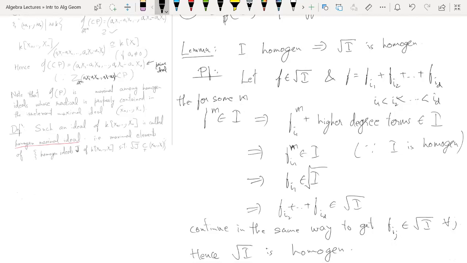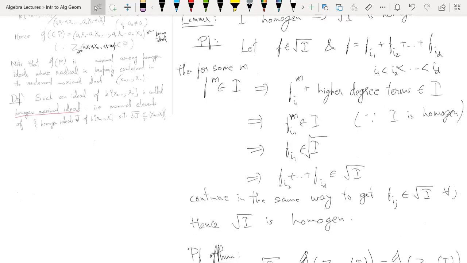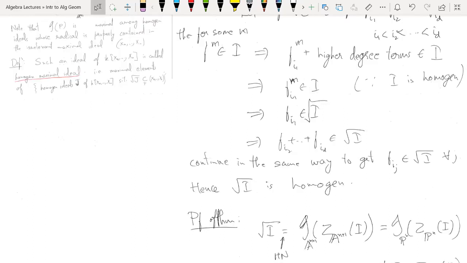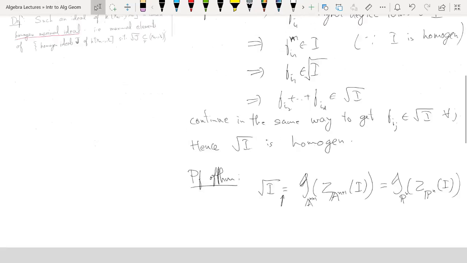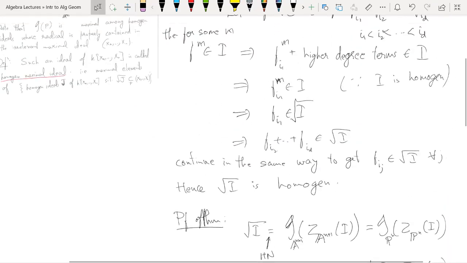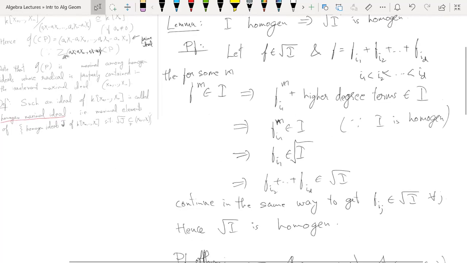So once you have f_{i1} belongs to radical I, then you can subtract that from f, and you get f_{i2} plus so on up to f_{id}. Then you apply the same algorithm to show f_{i2} belongs to radical I, and continue this way to show that f_{ij} belongs to radical I for all j. That proves that the radical of I is homogeneous. So what we have shown is that I homogeneous implies its radical is homogeneous.